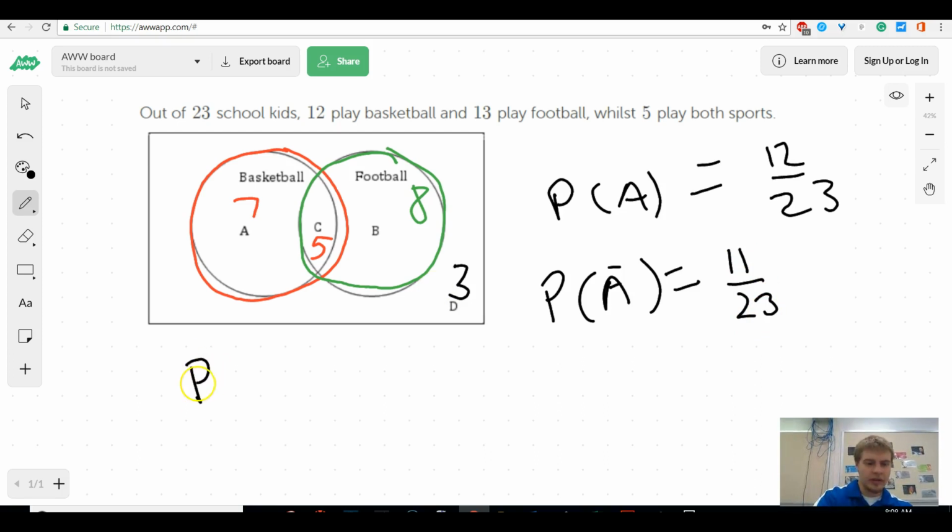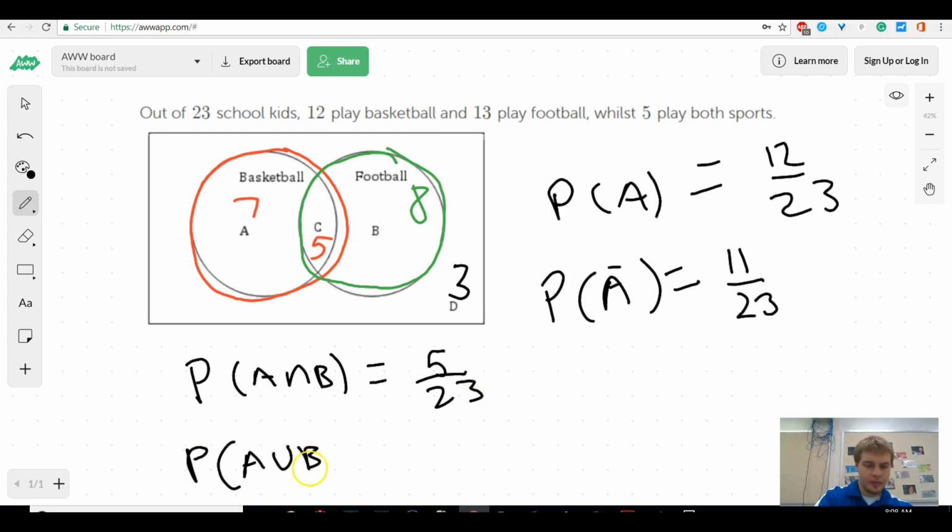Let's do the probability of A and B. The probability of A and B would be 5 over 23. Let's do the probability of A or B. The probability of A or B would be 7 plus 5 plus 8 over 23, which we already added together, and that was 20.